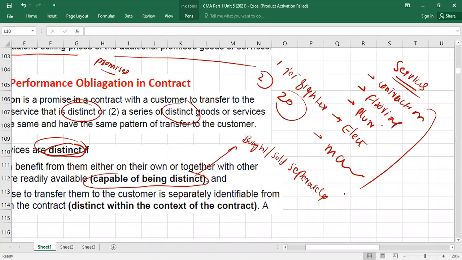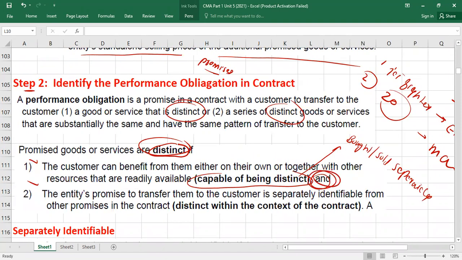Right? Understood? Now I'm going to explain the second point. The word written here is "and", which means both conditions should be met. For what, I will tell you later. I need your concentration. The second one is that the entity promises to transfer them, meaning those goods or services, to the customer separately identifiable. The keyword is separately identifiable.